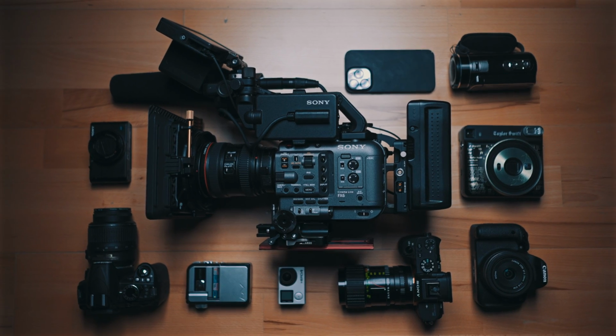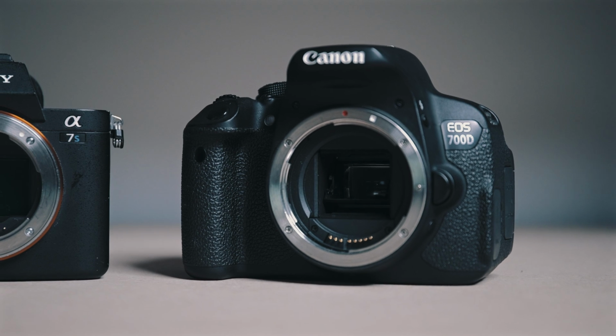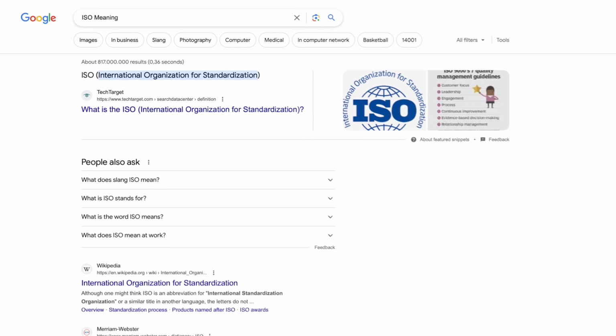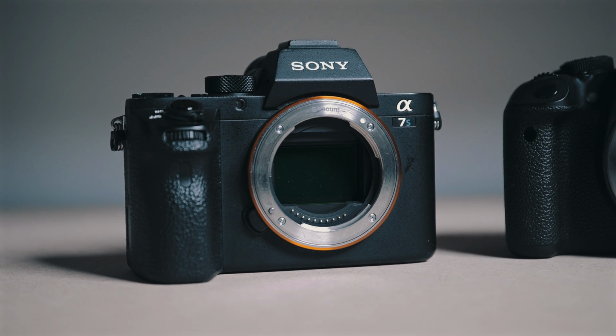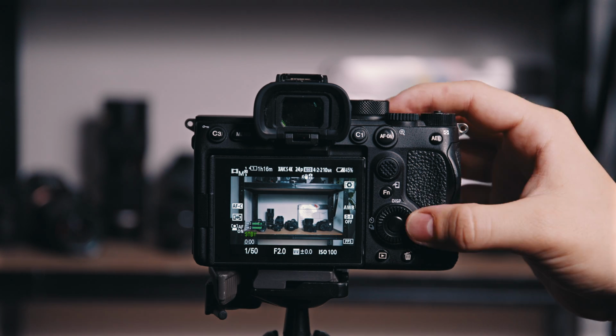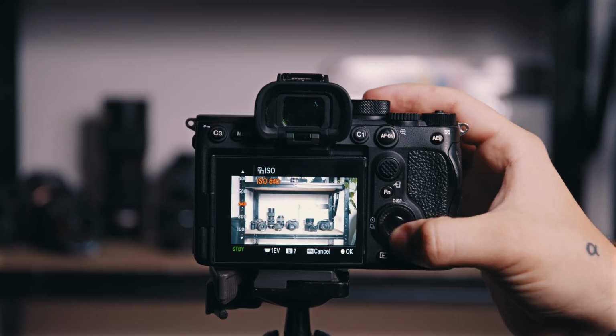Today we're going to dive into the world of ISO. ISO is a fundamental concept in photography and filmmaking that determines the sensitivity of your camera's image sensor. So let's get started. ISO, which stands for International Organization of Standardization, measures the sensitivity of your camera's image sensor to light. A higher ISO value makes the sensor more sensitive to light, while a lower value reduces its sensitivity. But of course, it's not just that easy.